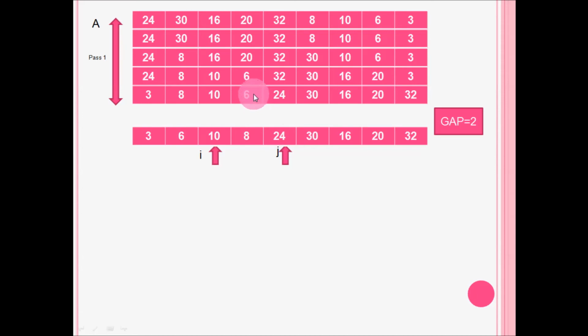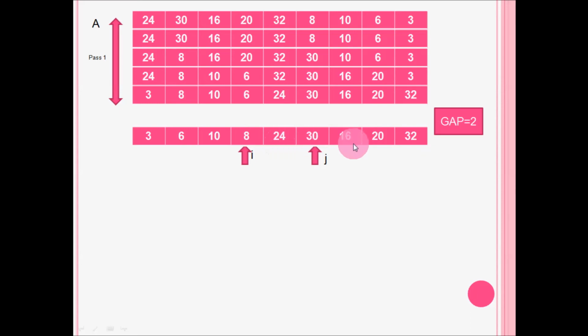See, 6 is here, so with the gap of 2, 1, 2, no element is present there, so we are not going to look backward. So incremented positions require no swapping here, so just increment. Here also no swapping is required because 8 is less than 30. So increment i to here and j to here.